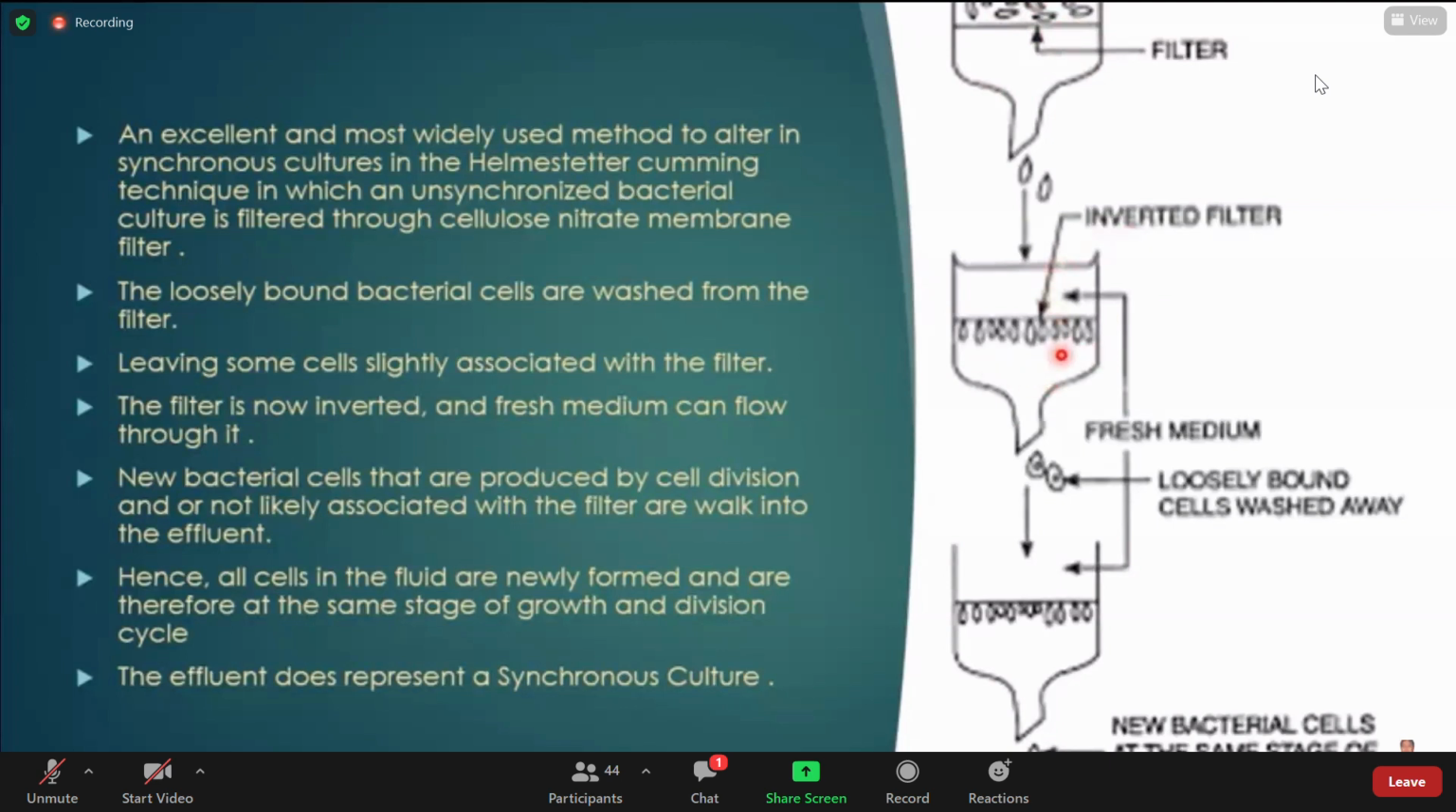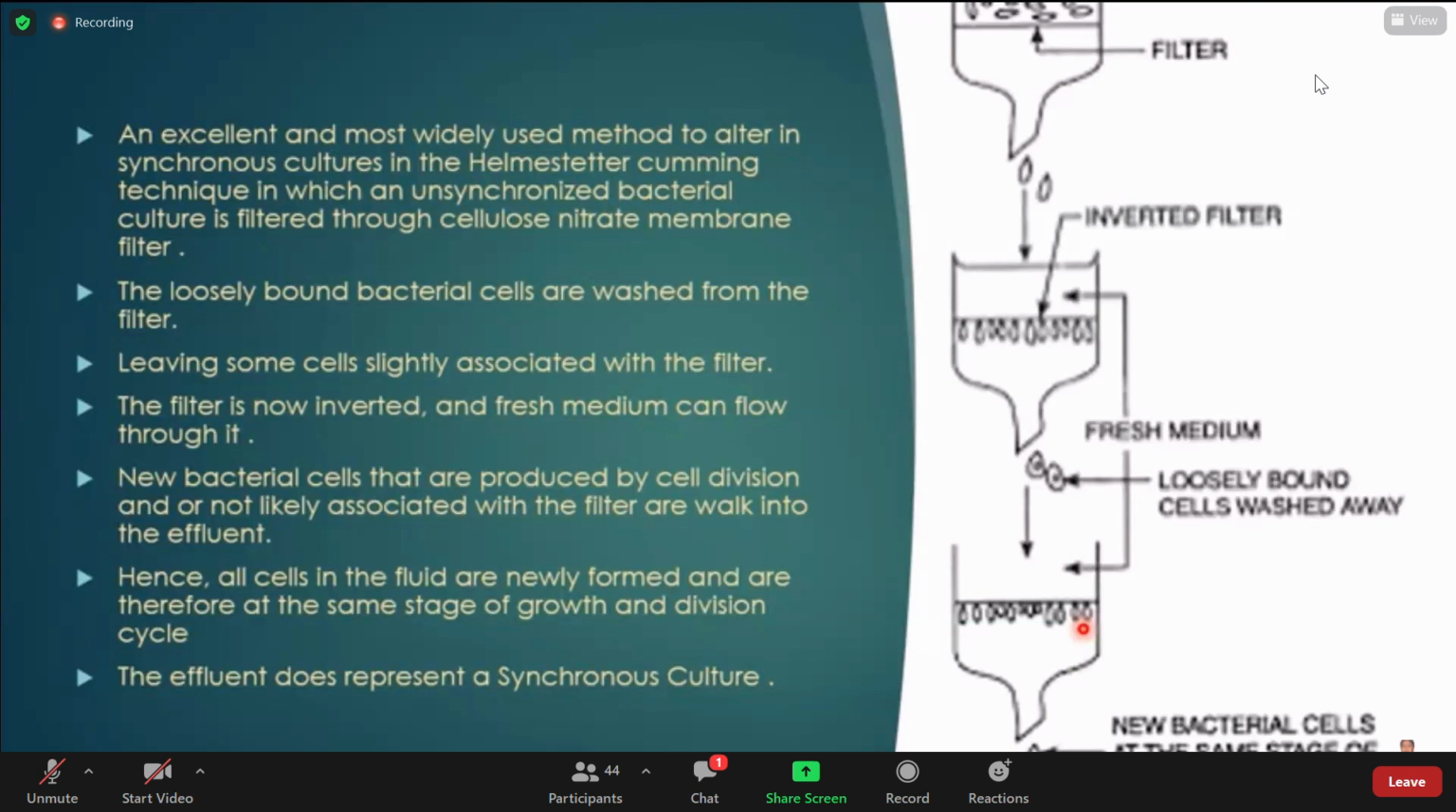Now what happens? The filter is now inverted and the fresh medium is allowed to flow through it. The new bacterial cells that are produced by cell division and are not tightly associated with the filter are washed into the effluent. Hence, all cells in the effluent are newly formed and are therefore at the same stage of growth and the division cycle. Thus, the effluent that we are getting represents a synchronous culture or synchronous growth.